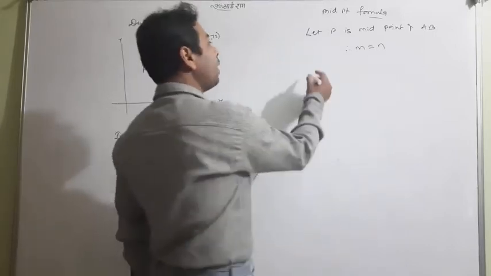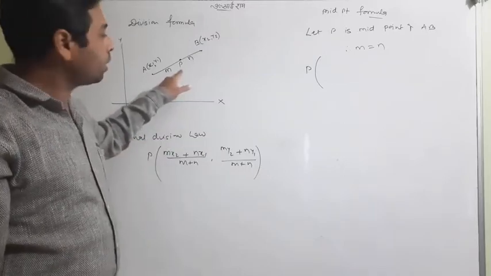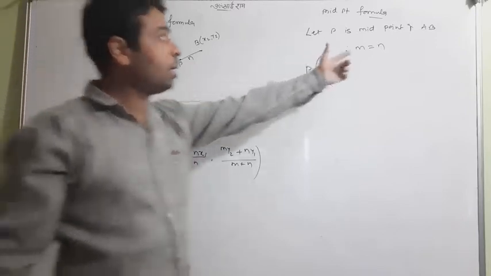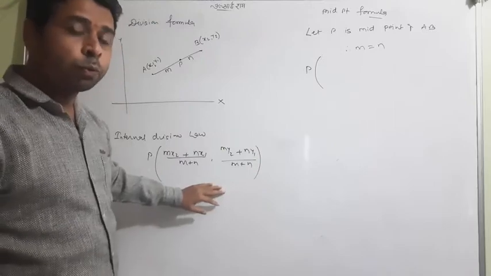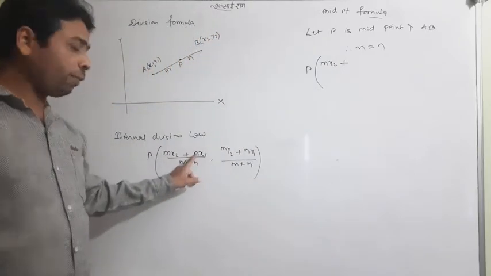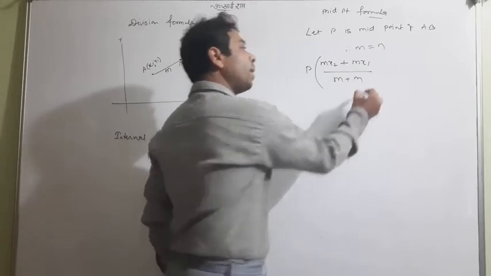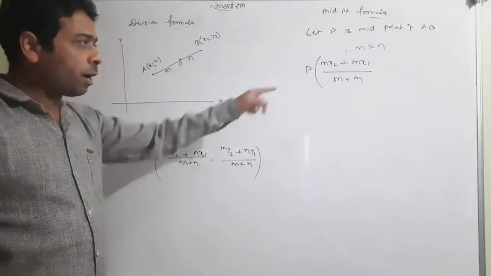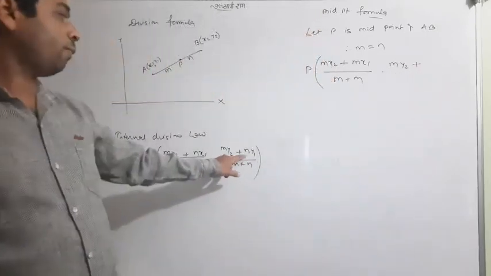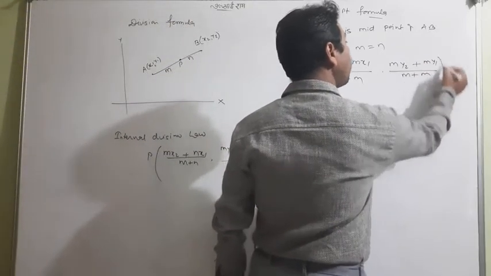So how can we find the midpoint coordinate? P is the midpoint, then M and N will be equal, so the formula will be the same. I want to replace M equal to N in this formula. Look at what will come. mx2 plus, instead of n put m also, because m equals n, upon m plus n was there, so I have written m plus m, comma, my2 plus, instead of n I will write my1, upon m plus m. Now you have come to know all.